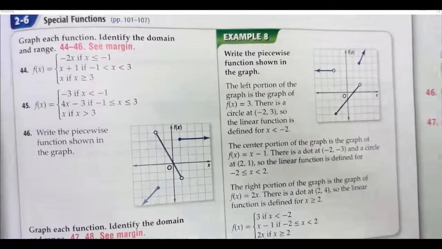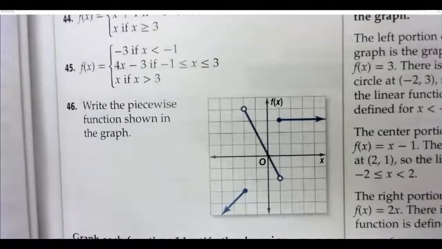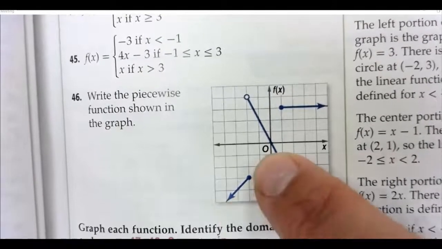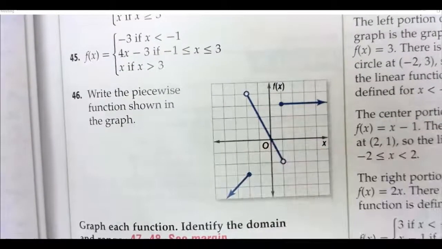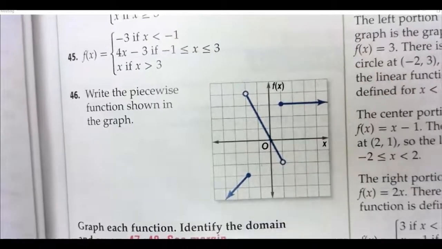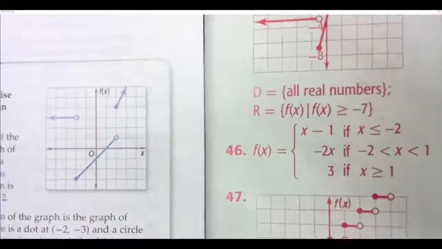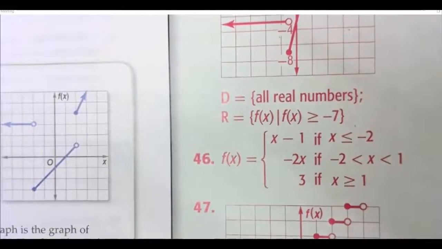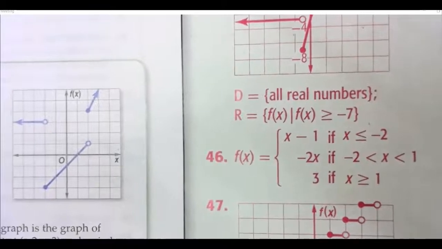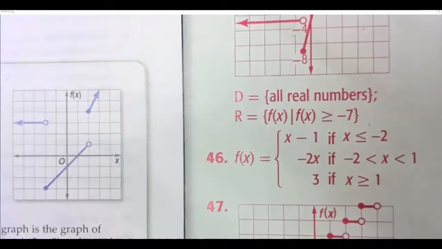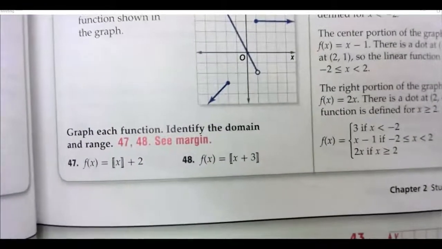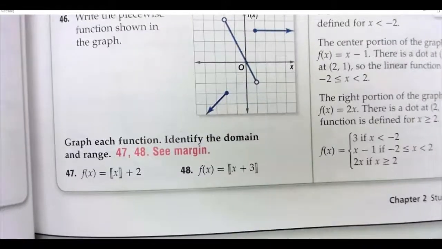Okay, in 46, you were looking at that piecewise function right here, and you had to give its equation, which means you needed to take into account the slopes, you needed to take into account the breaking points, what's included or not included. So in 46, there is our answer. And we skipped 47 and 48 because those are integer functions and we did not discuss them.